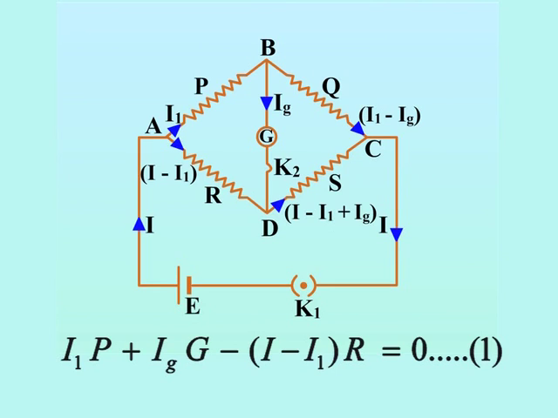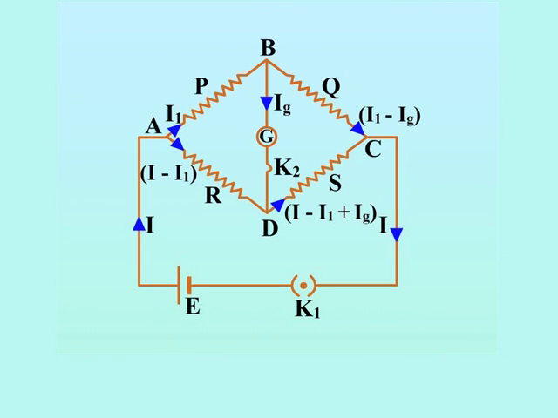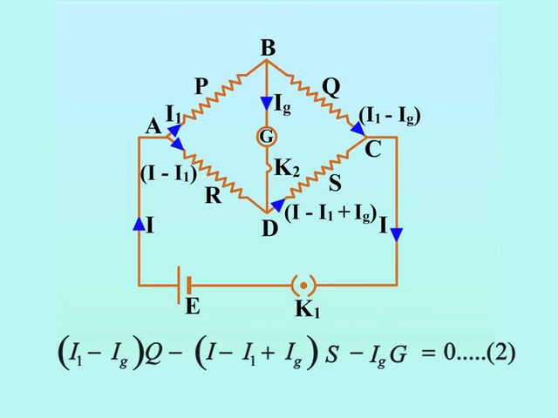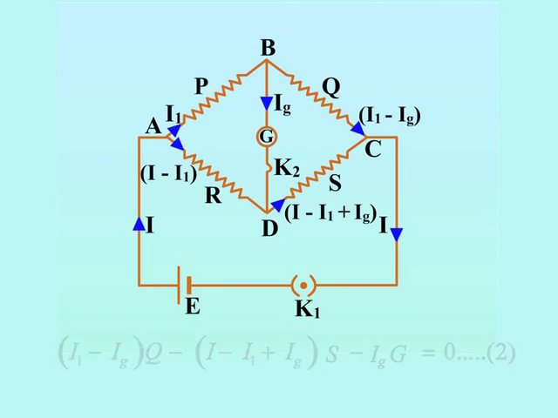We will name this as equation 1, where capital G is the resistance of galvanometer. Again, applying Kirchhoff's second law to the closed circuit BCDB, we get (I1 minus Ig) into Q minus (I minus I1 plus Ig) into S minus Ig into G equal to 0. This is equation 2. The value of R is adjusted such that the galvanometer shows no deflection, that is, Ig is equal to 0. Now, the bridge is balanced.